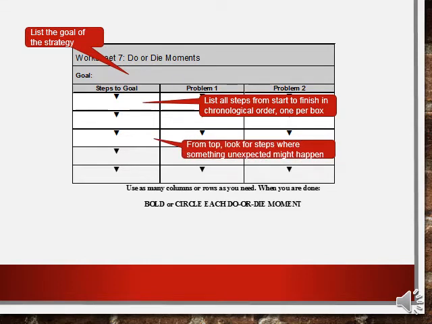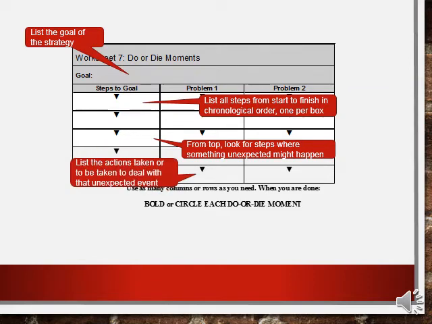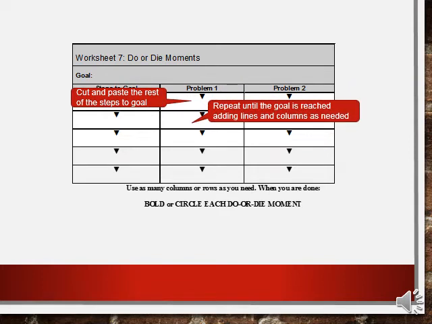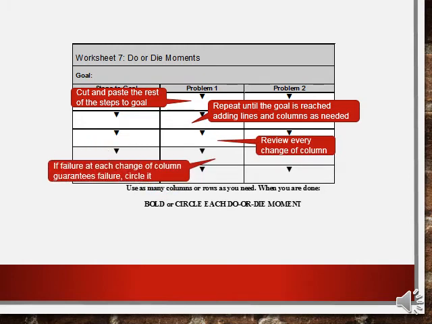Next, from the top, look for steps where something unexpected might happen. Next, list the actions taken or to be taken to deal with that unexpected event. Next, cut and paste the rest of the steps to the goal. Next, repeat until the goal is reached, adding lines and columns as needed. Next, review each change of column. Next, if failure at each change of column guarantees failure, circle it.